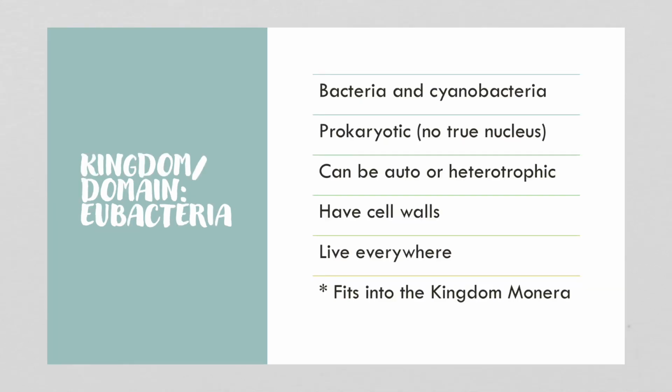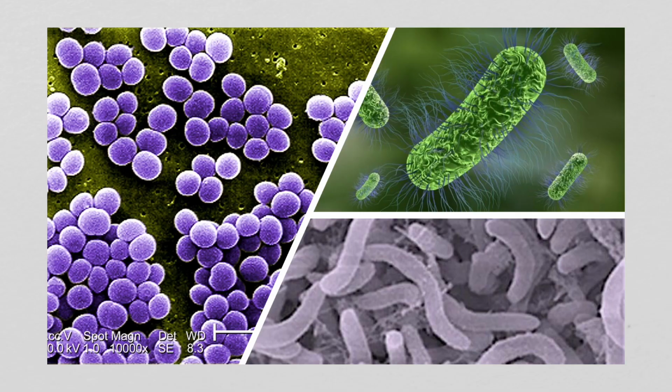So if we explore some of the main properties of the different kingdoms, first of all, there's eubacteria. So that's bacteria and cyanobacteria. These organisms are prokaryotic. They have no true nucleus. They can be autotrophic or heterotrophic, meaning they can make their own food or they have to find their food from other sources. They have cell walls. You can find bacteria everywhere. And if you were looking at it beyond the domain, they fit into the kingdom Monera.